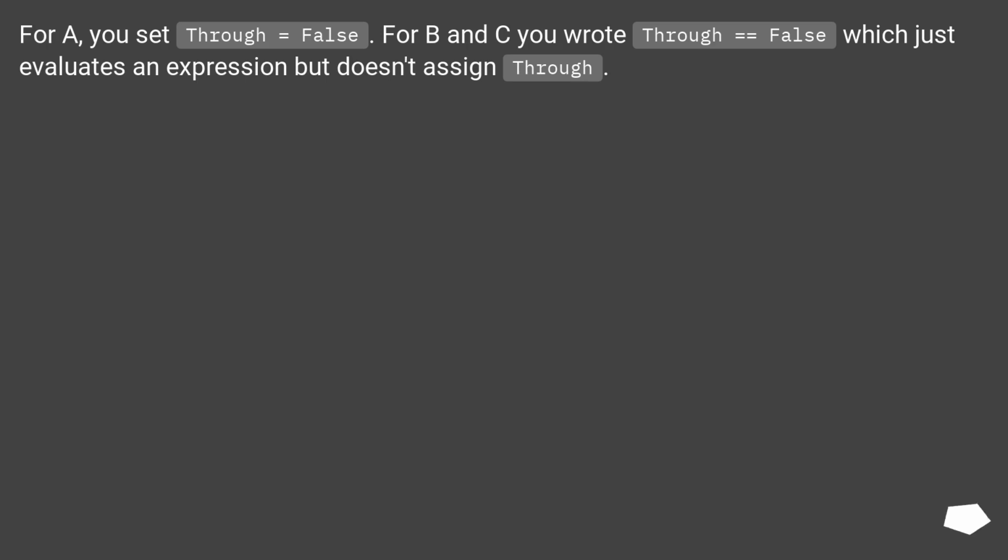For A, you set through equals false. For B and C you wrote through equals false, which just evaluates an expression but doesn't assign through.